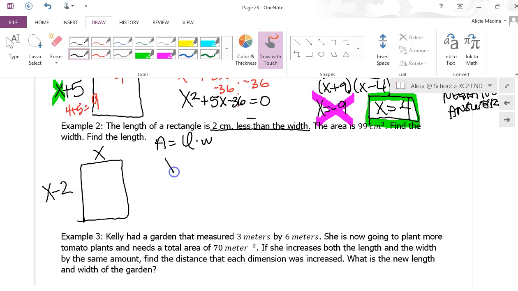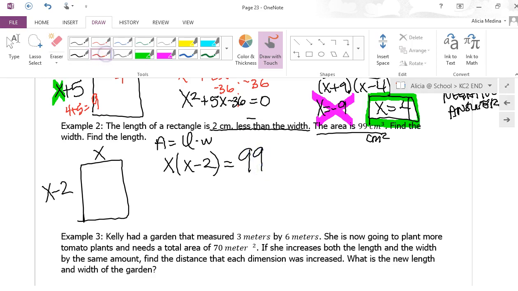I'm going to have my width times my length. Again, it doesn't really matter the order you have those as long as you're still multiplying. Equal to that area there, which is 99 centimeters. That should say centimeters squared. So it's going to be equal to 99.